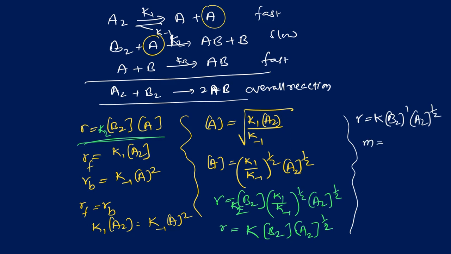Therefore molecularity: in this step, B2 and A participated, so it is 2. Order of reaction is 1 plus 1 by 2, therefore n is equal to 3 by 2, that equals a 1.5 order reaction.